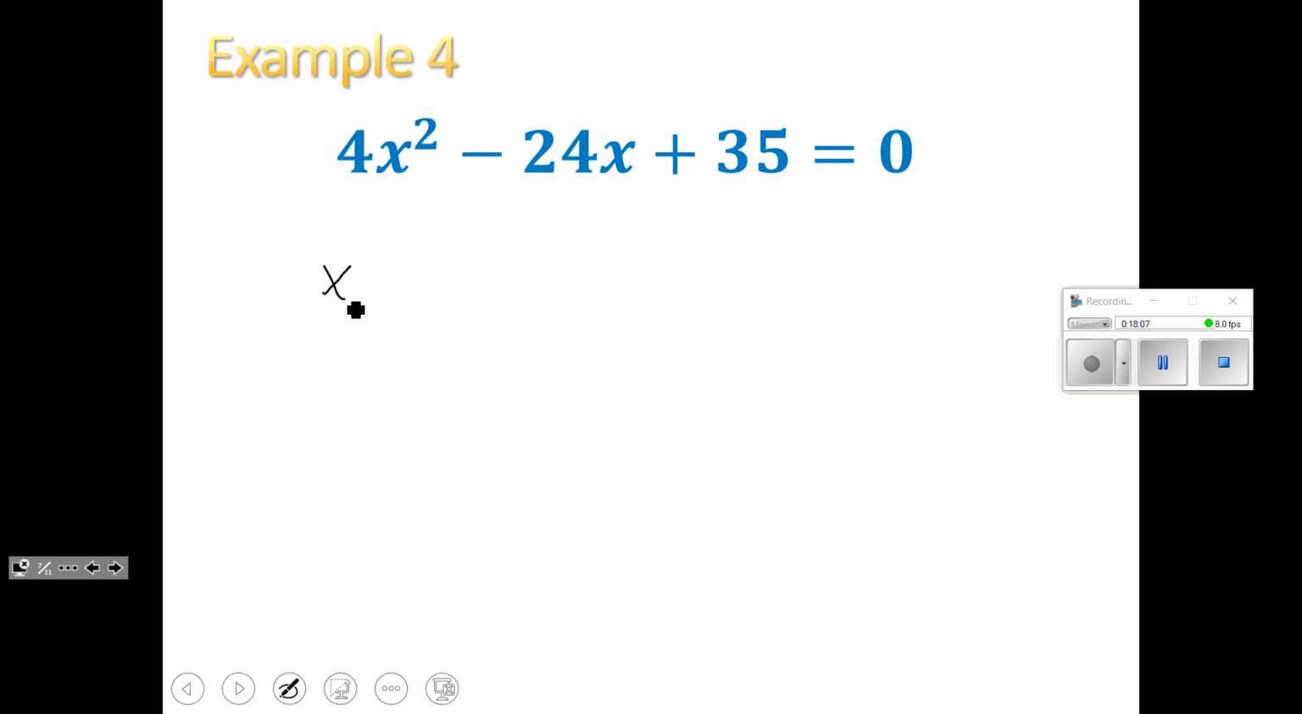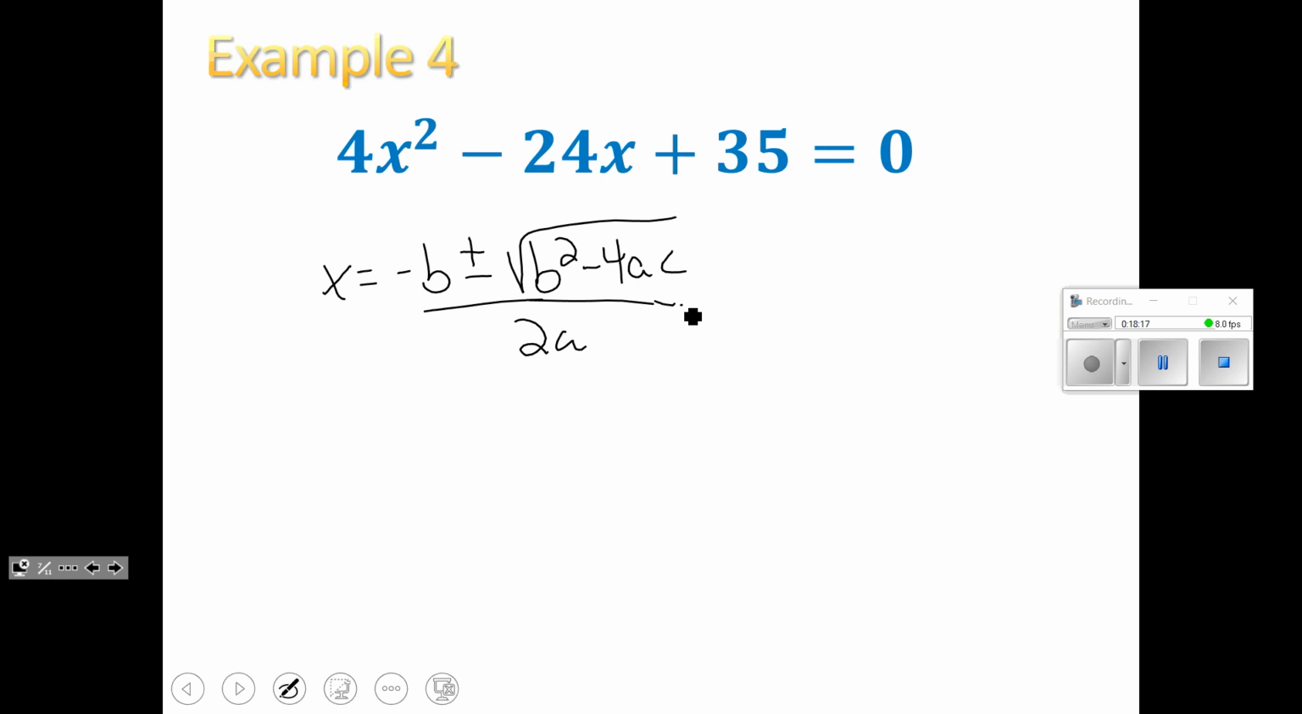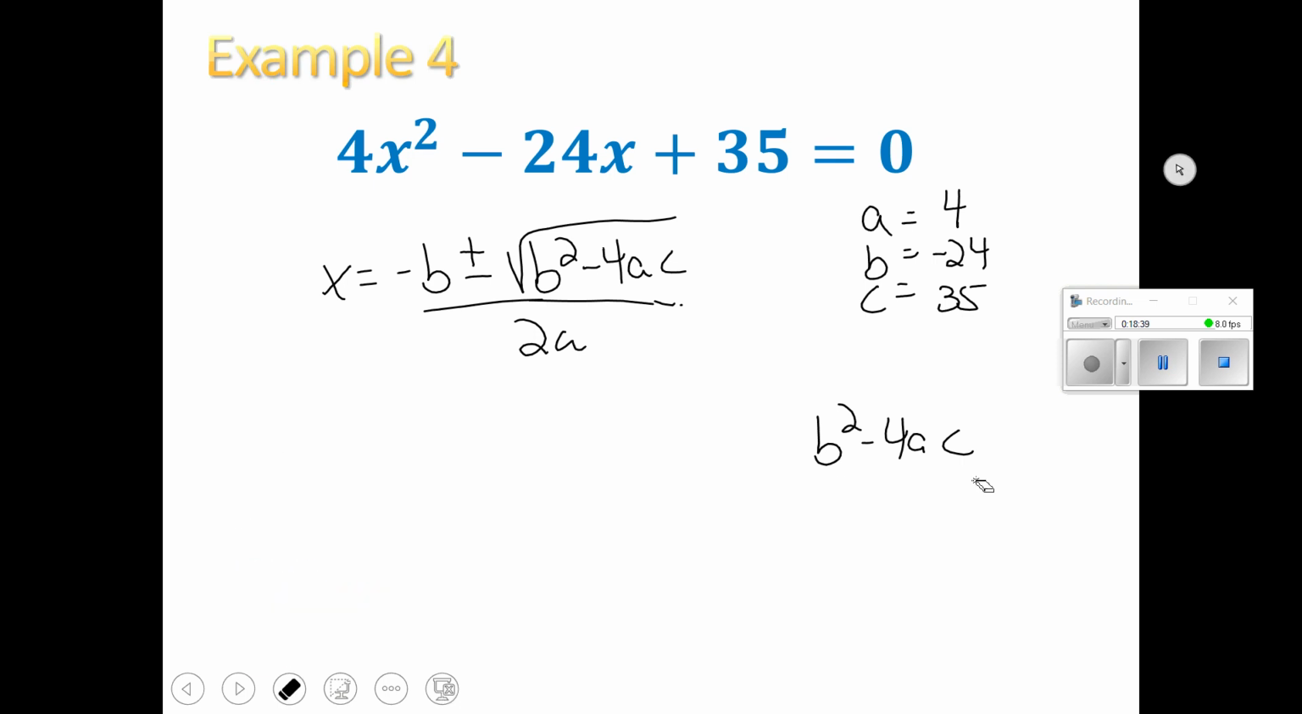Okay. So x equals negative b plus or minus the square root of b squared minus 4ac all over 2a. So let's define a, b, and c. A is 4, b is negative 24, and c is 35. Okay, b squared minus 4ac all over 2a, but I'm not going to do that part first. All right, let's plug in.